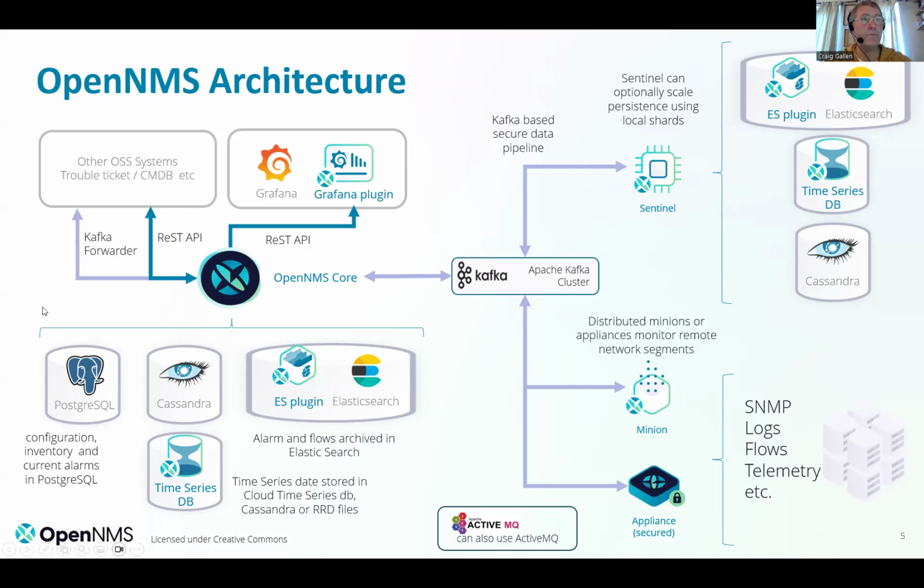So that's a big brush overview of what OpenNMS looks like. In our examples, we won't be using Kafka. We'll be using ActiveMQ for the communication between the minion and the core, and we're doing that locally within Docker Compose. Does anybody have any questions so far?